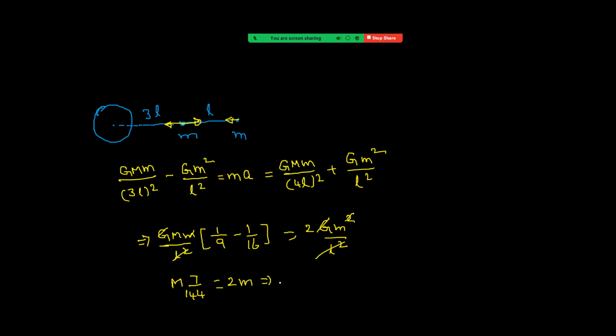That means small m is now 7M by 288. So the answer is 7. Here what we have taken is that net force on these two is the same. It is not that net force is 0, because on this the net force is not 0. That's why what we are taking here is that net force on both must be the same. Right.